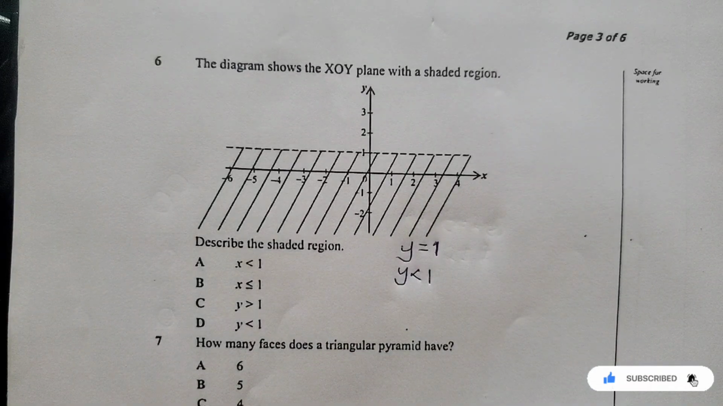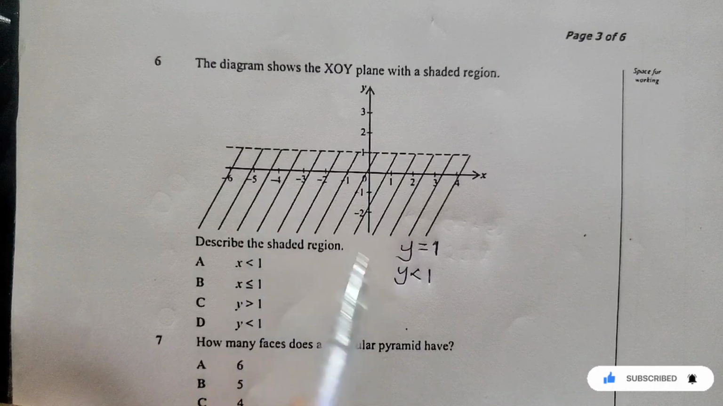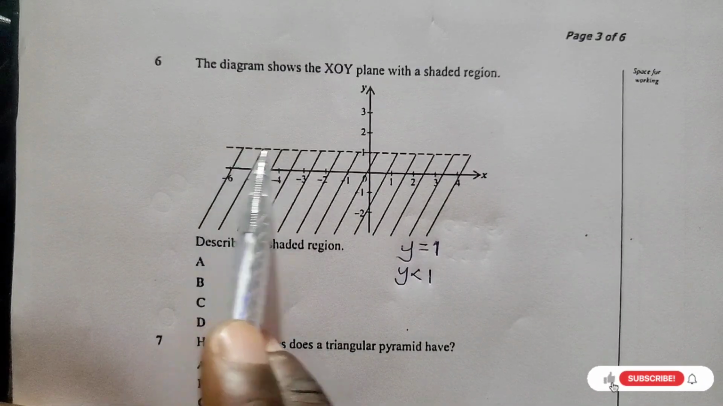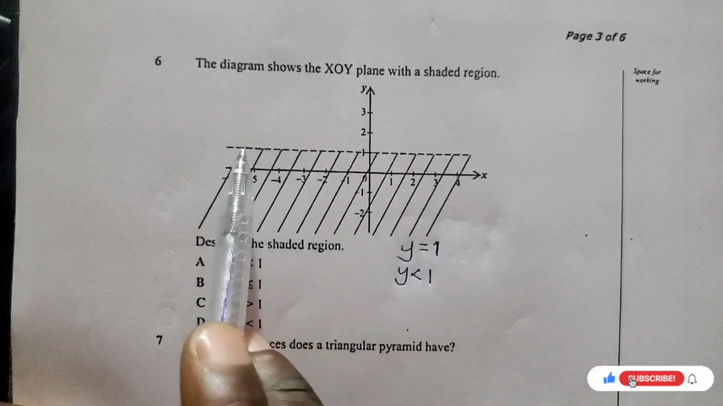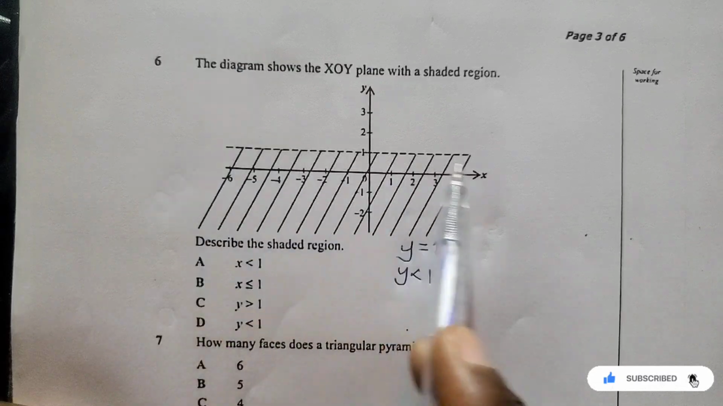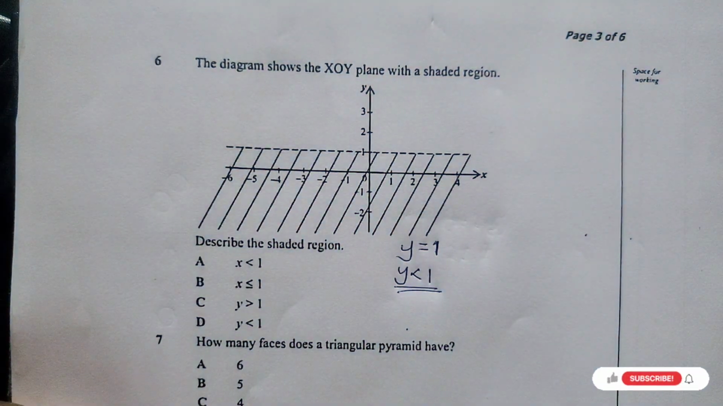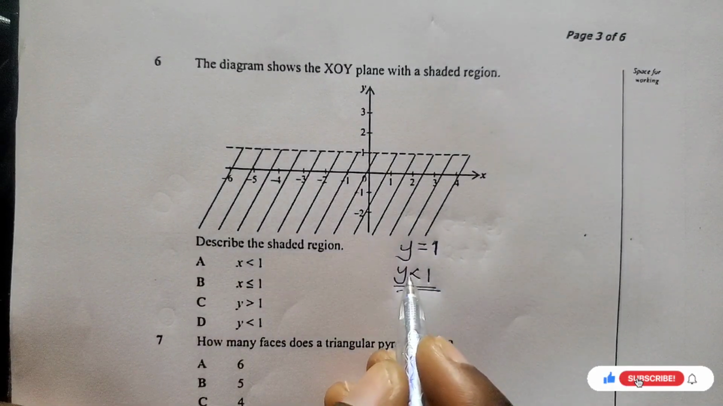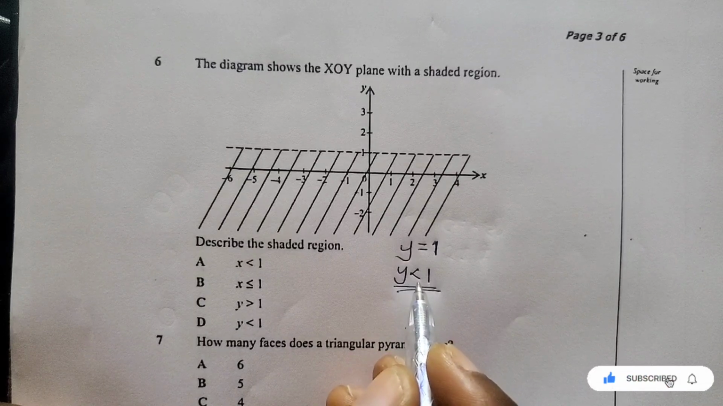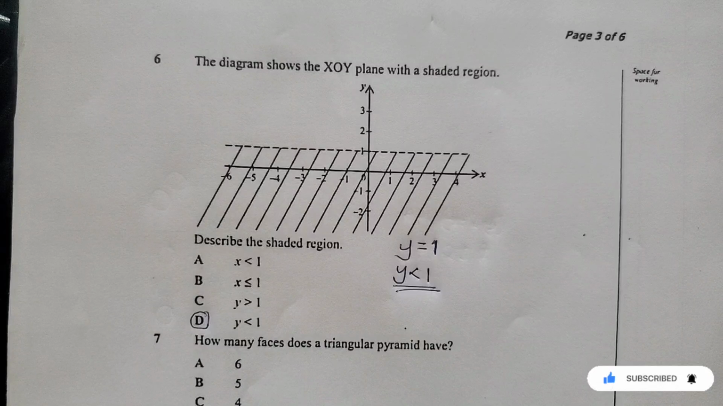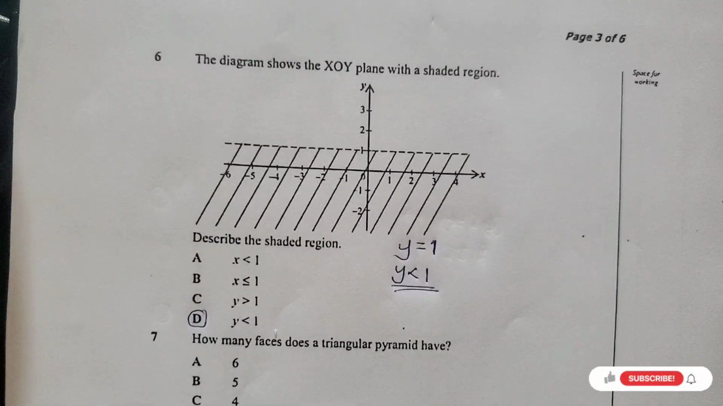But check, less than, check if at all this will stand out as the final answer. Look at the nature of the line. Is it a solid line or dotted line or broken line? It is broken, which is also a broken line like this. So this one is the answer. If this one was a solid line, we would have even added the less than or equal to sign. So here the answer is D. Okay, let's go to question 7.